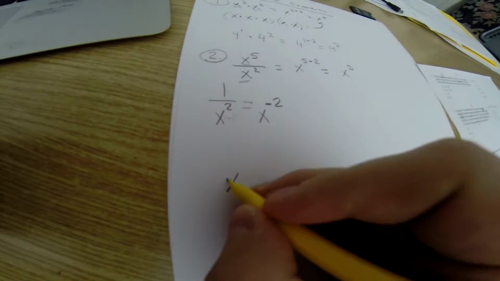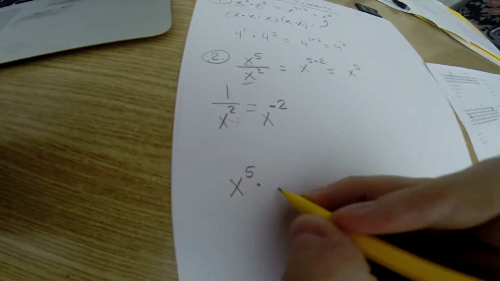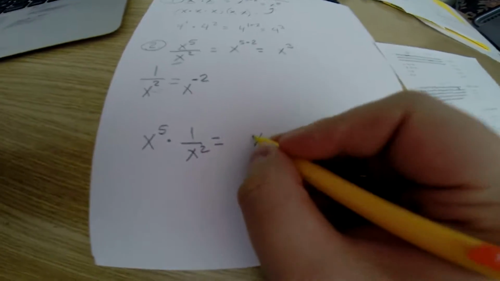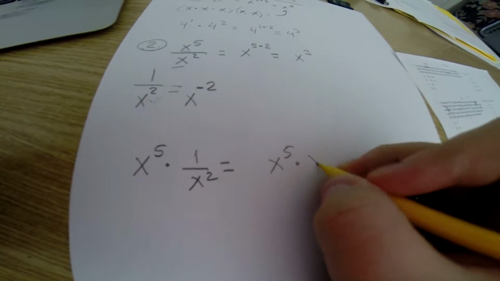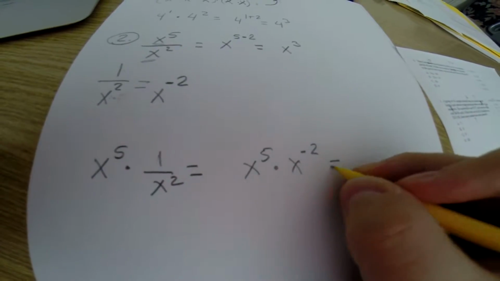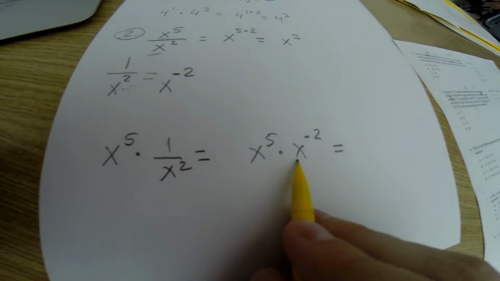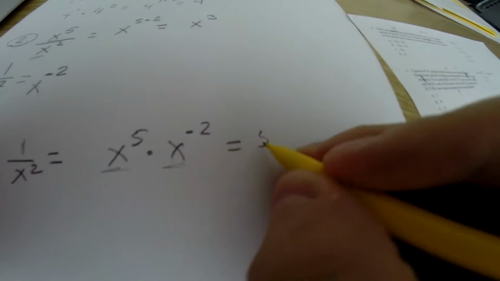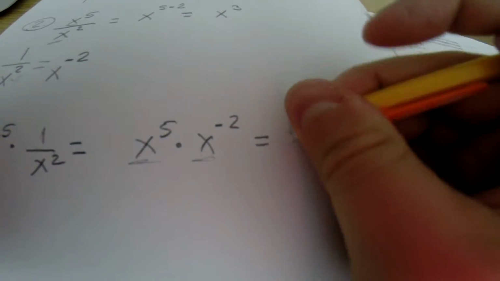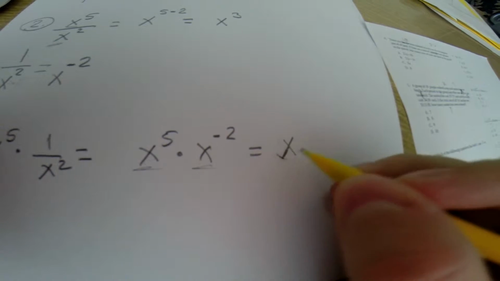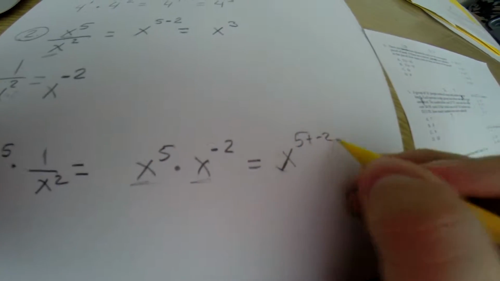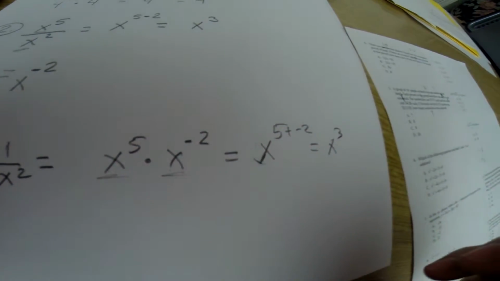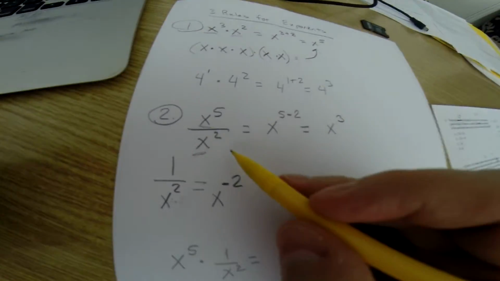So what is this really saying? Well, this is x to the 5th times 1 over x squared, which again is just x to the 5th times x to the negative 2. Because the bases are the same, we just add them. So what's x to the 5 plus negative 2? That's 5 minus 2, it's the same thing. That's x cubed.